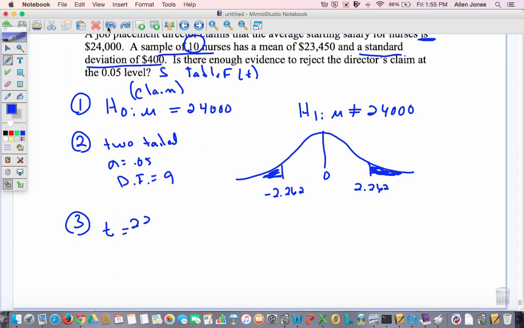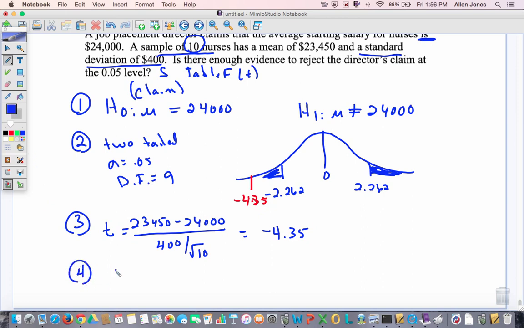Our sample mean, 23,450, minus our population mean of 24,000. Our standard deviation is 400, and our sample size was 10. That calculation gets us a test score of negative 4.35. Negative 4.35 is going to be well out here to the left of negative 2.262, which is going to tell us once again to reject the null.